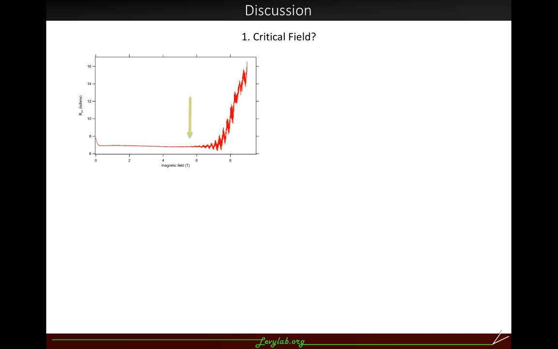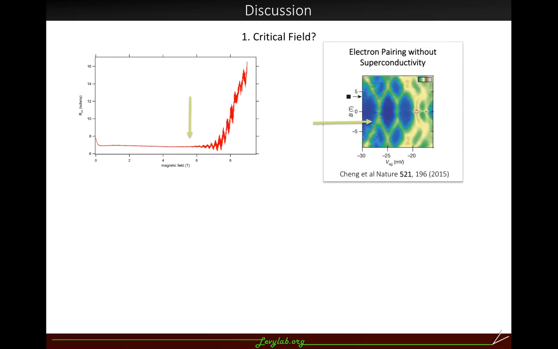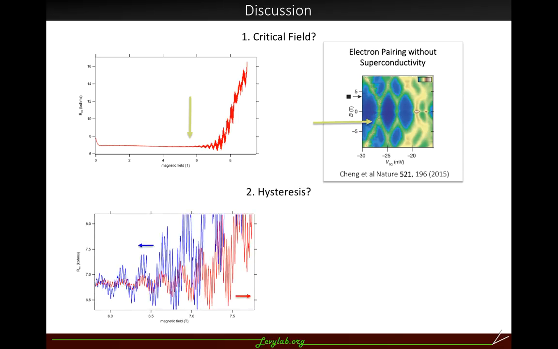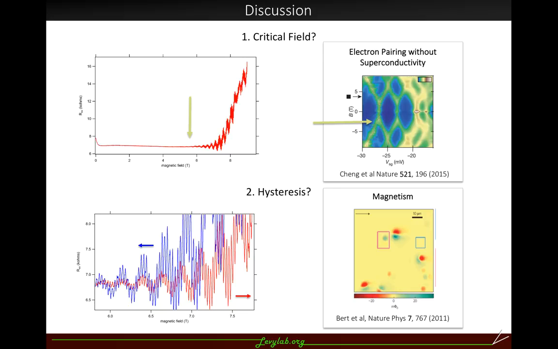So how do we explain these features that I pointed out? First is the critical field of about 5 Tesla. This is consistent with our observation of electron pairing without superconductivity. It may be that we only observe this quantum interference effect above the critical field after those electrons have depaired. We see hysteresis. This may be an indication, or confirmation, of magnetism in the system.